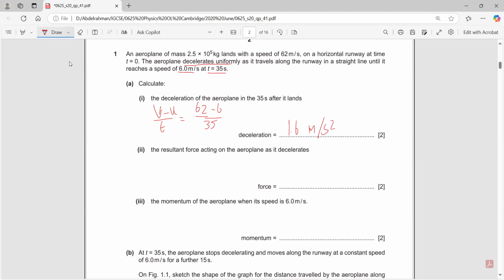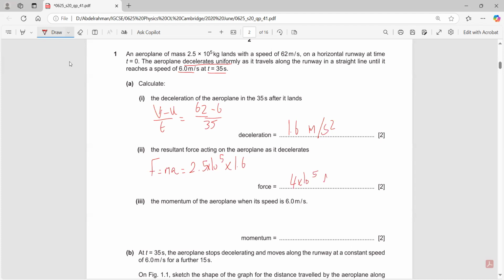The resultant force, can I find the resultant force? Yes, force equals ma. Do I have the mass? 2.5 times 10 to the power of 5 times the acceleration, which is 1.6. So the resultant force would be around 4 times 10 to the power of 5 newtons.